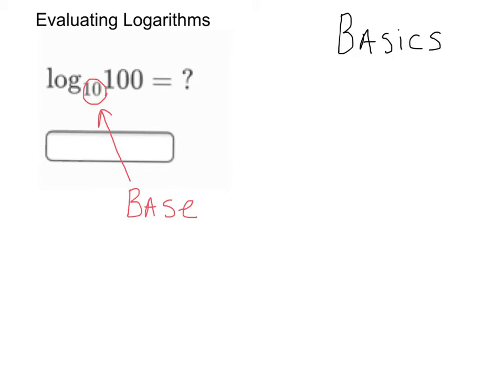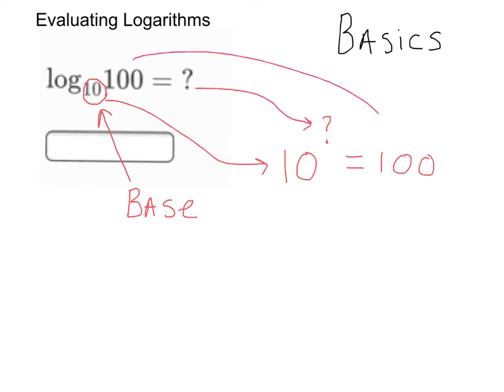Now, logarithms are just exponents. What we're saying here is 10 raised to what power will give me 100. Okay, notice I said 10 raised to what power will give me 100, and you can set them all up like that. Well, probably you know that 10 to the second power means 10 times 10, which does equal 100. And so that's our answer.